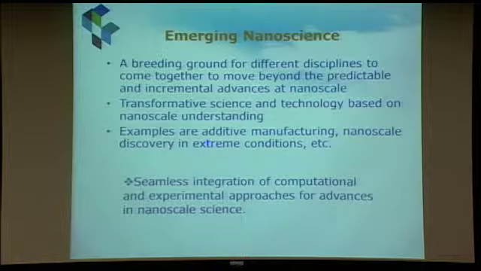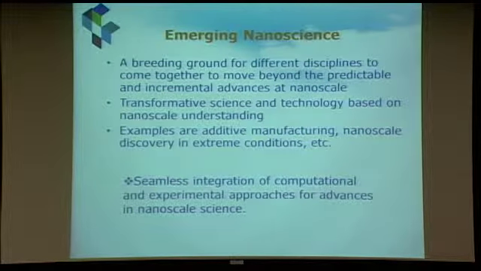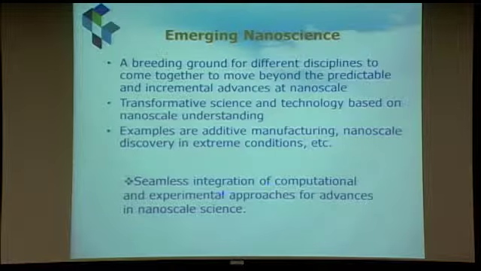NSF recently set up one topic in this area. I don't know if you guys have seen that solicitation, but really eventually it's about how to go from fundamental science and then quickly move up to the component and then device level capabilities. And then I think there is a need to really integrate computation versus experimental approach.